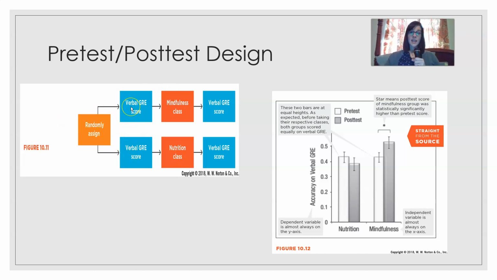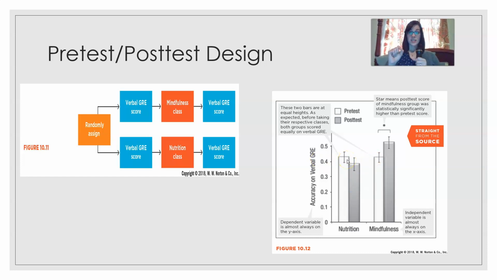They all take the verbal GRE pretest. Now, here's what's really important. I want you to look at these white bars. So here we've got the white bar, so this is pretest for our nutrition group. Here we've got our pretest for our mindfulness group. I want you to pay attention to the fact that those bars are exactly the same height. Like there's no difference between those bar heights.